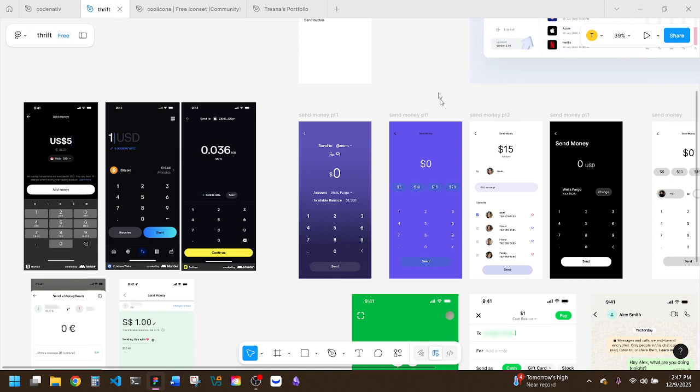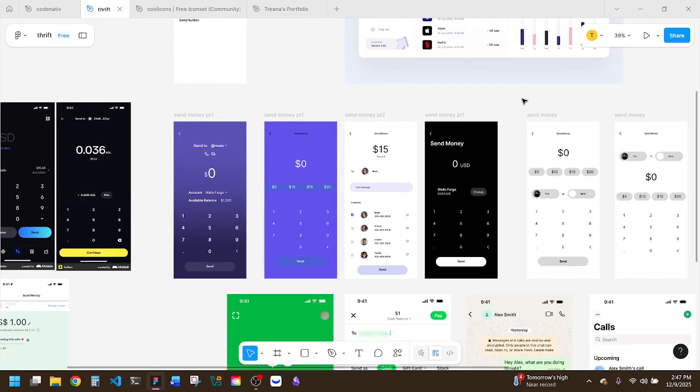So this is a continuation of the design I started a while ago where I had that hour-long video. I'm going to have to make it shorter only because my memory on my computer is not the greatest. So far I was working on the send money page, and these were the ideas I kind of came up with.